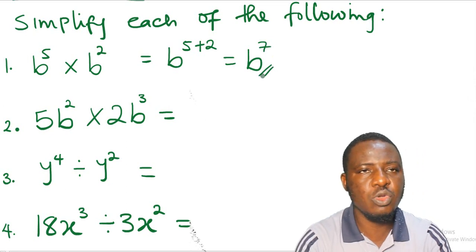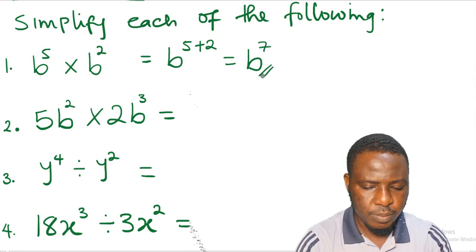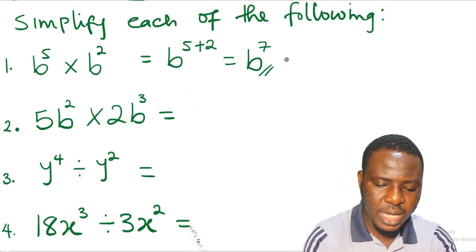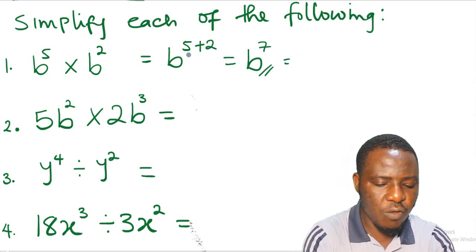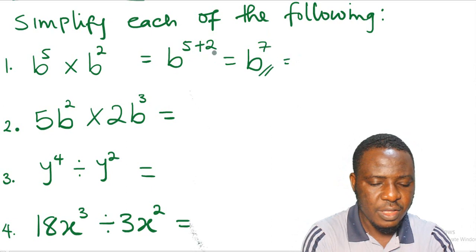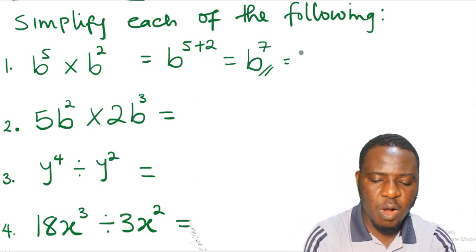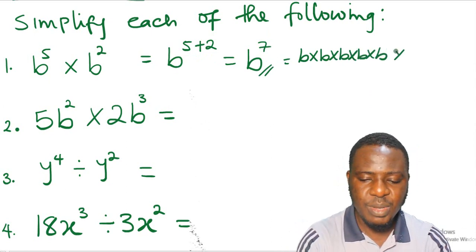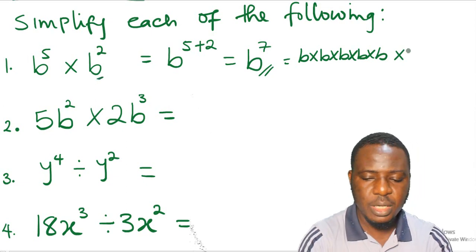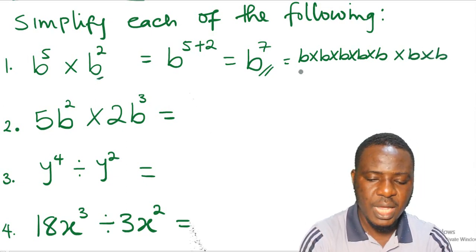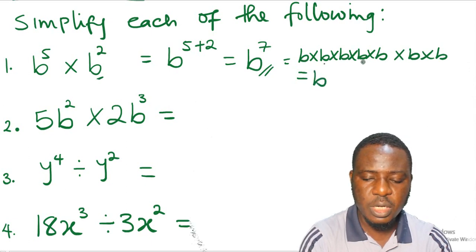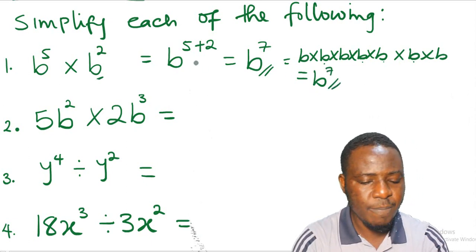And I'm going to prove this to you using the expansion method. In the expansion method, we can simply write this as b raised to the power of 5 times b raised to the power of 2. And b raised to the power of 5 is b times b times b times b times b, in 5 places. Multiplied by b squared, meaning b times b. And invariably, your answer becomes b raised to the power of 1, 2, 3, 4, 5, 6, 7, which is the same thing as using the addition law.